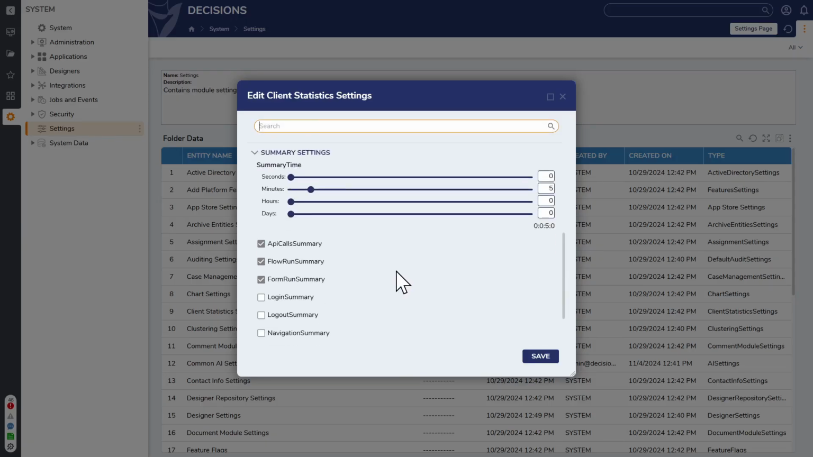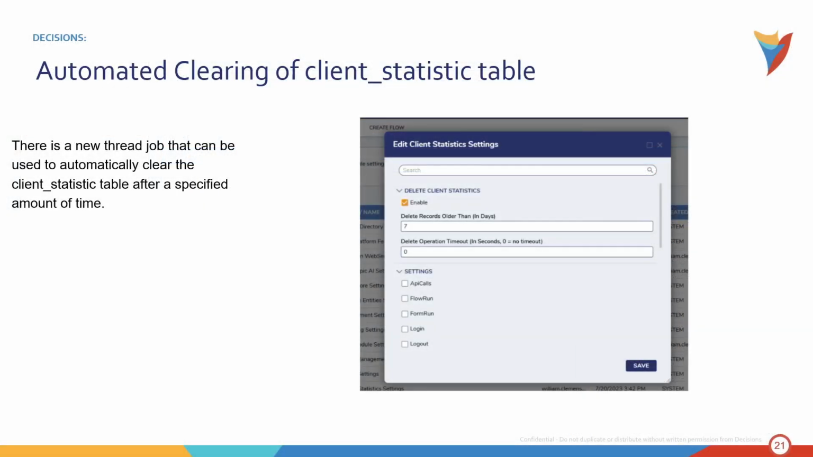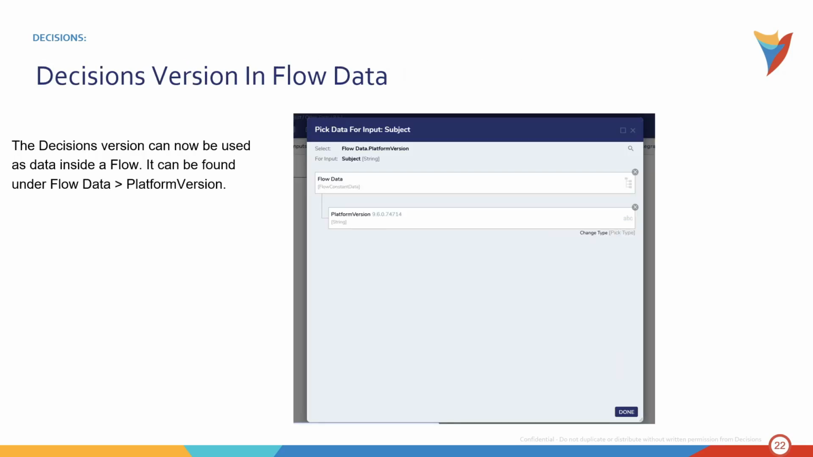A new feature introduces a thread job that automatically cleans up client statistic tables. To enable this, go to System Settings and edit the Client Statistics settings. There you'll find an option to activate the thread job, which can delete these tables on a schedule of your choice. The default setting is set to run daily, but you can customize this to fit your needs. It's going to retain data for the last 7 days. This feature is a convenient way to maintain a clean and optimized system.